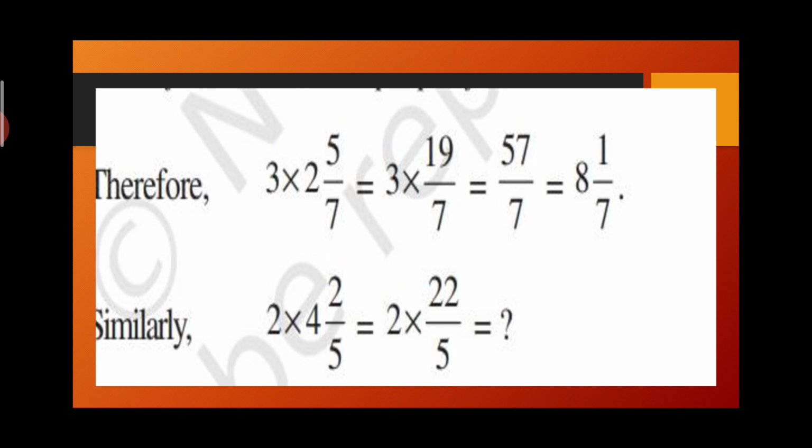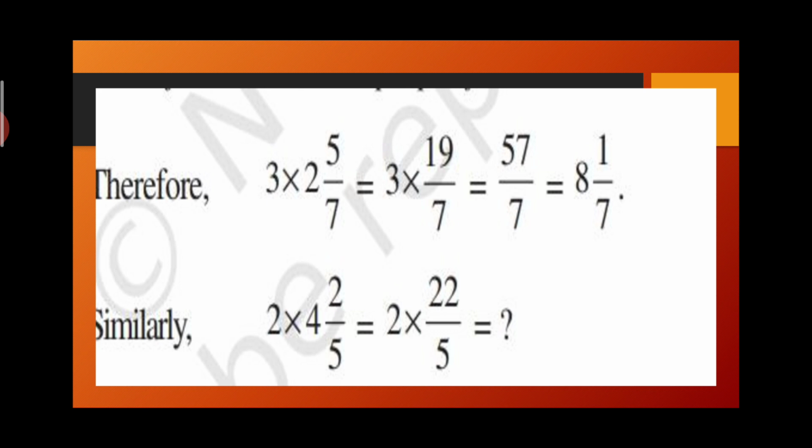As you can see, 2 5 upon 7 is a mixed fraction. So here you have multiplied a whole number 3 by a mixed fraction 2 5 upon 7. So how can you solve this? Firstly you have to convert the mixed fraction into a simple fraction. For a mixed fraction, what you have to do is 7 into 2 is 14, 14 plus 5 is 19. So you have written 19 here, divided by 7.